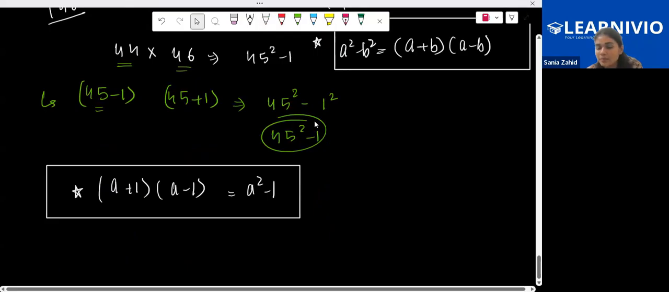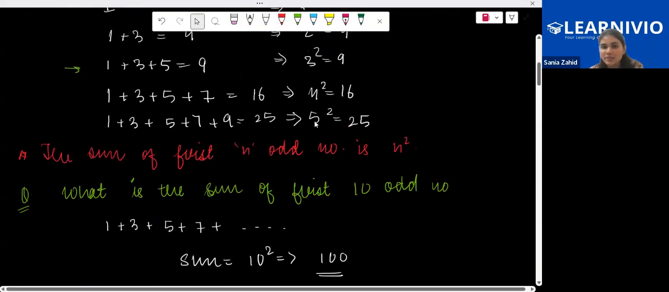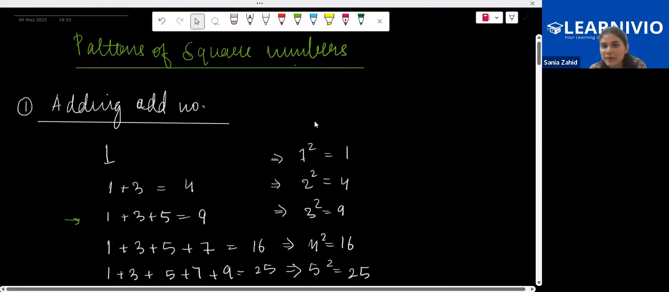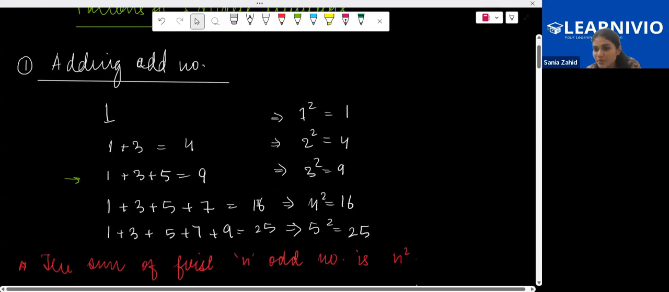So we will just quickly revise all the patterns that we studied in today's class. We started with this topic, patterns of square numbers. The first pattern that we started was adding odd numbers. Whenever you're adding consecutive odd numbers, the answer is always a perfect square number.